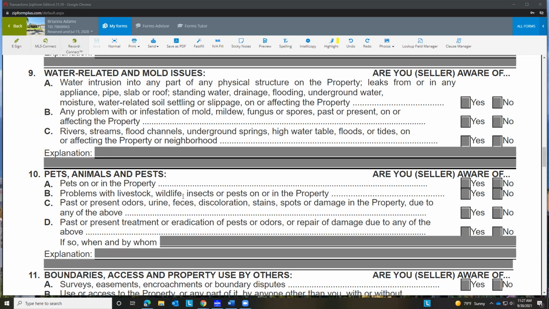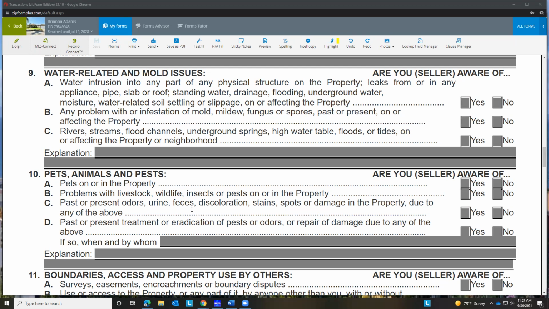Problems with livestock, wildlife, insects, or pests on or in the property. If your client has problems with coyotes, they can check yes. If they have problems with spiders, they could check yes. They could say yes and just say that we have pest control come once a month. Past or present odors, urine, feces, discoloration, stains, spots, or damage in the property due to any of the above.